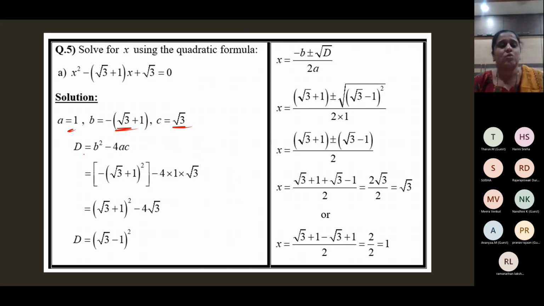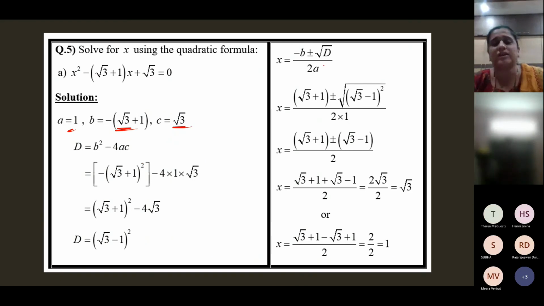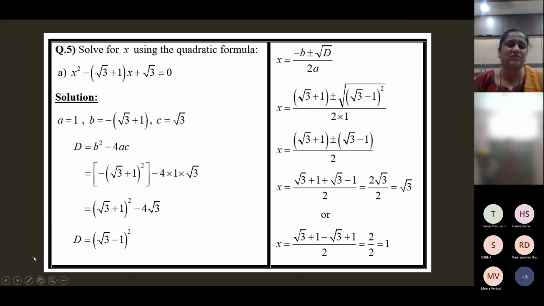Then find D. What is D? D is equal to B square minus 4AC. I always find D and substitute that here. I never work with the square root of B square minus 4AC directly, because when we go wrong, it's difficult to find the mistake. When you find D separately, it's easier.